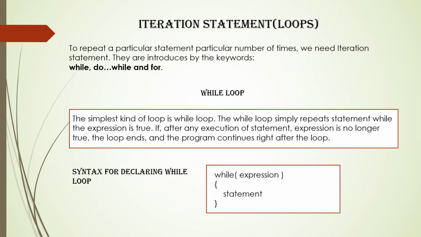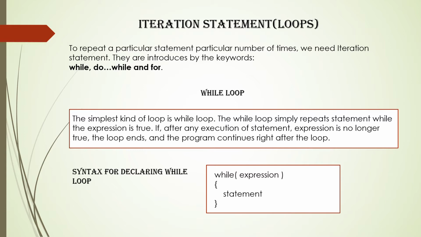Now let's start with iteration statements. We simply call them loops. Now the question comes, why do we need loops? Suppose you need to repeat a particular set of statements n number of times. Then we can achieve this by using loops. There are mainly three types of loops: while, do while and for.